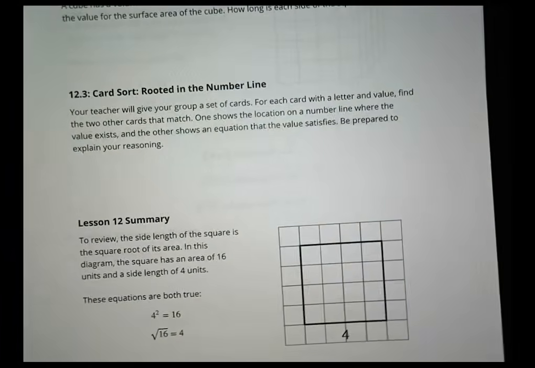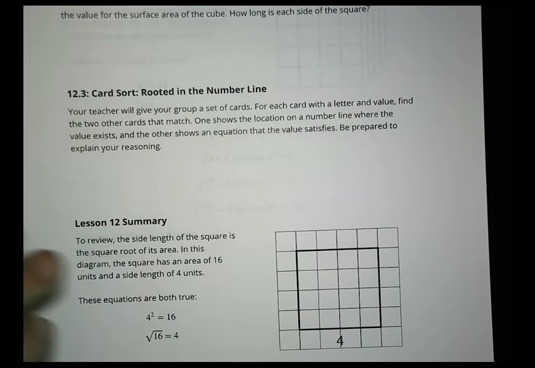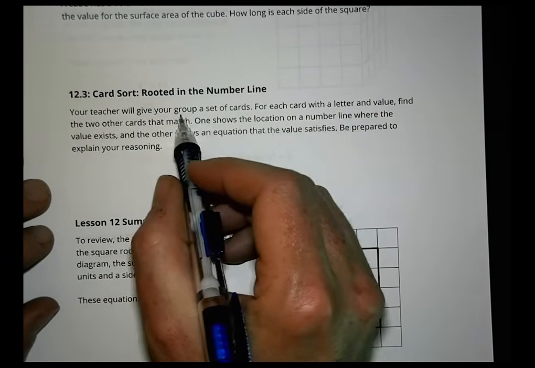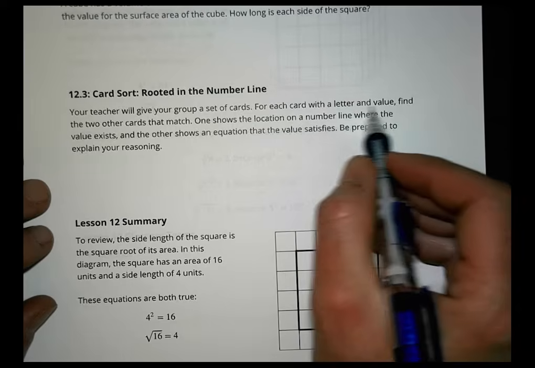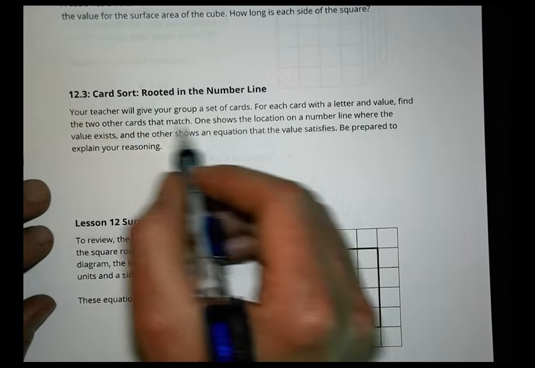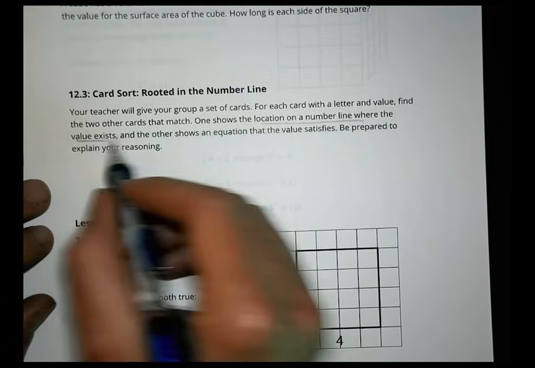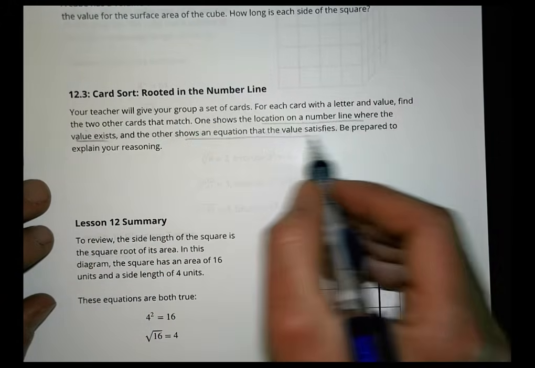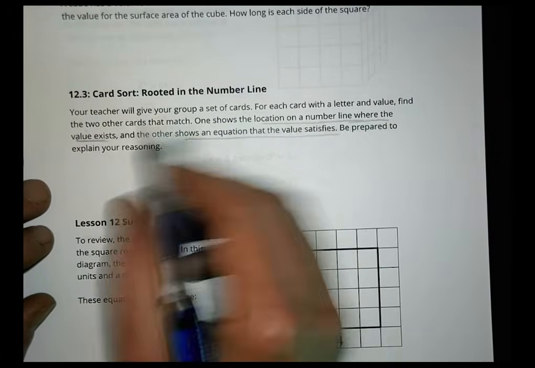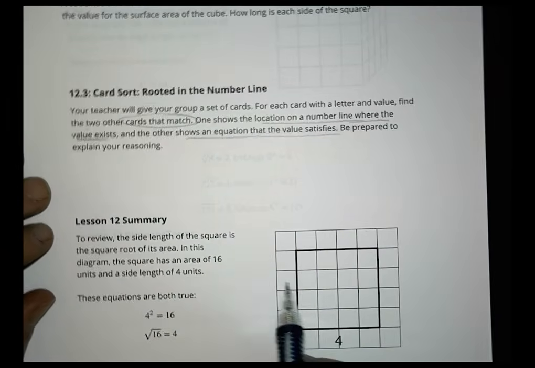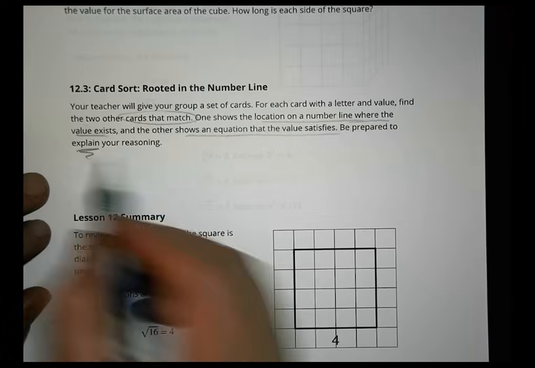Okay? Now, you do have an activity that you might do in class today. I'm not doing it here because we're not in class this week. But it says your teacher will give you or your group a set of cards. For each card with a letter and a value, find the 2 other cards that match. One shows the location on a number line where the value exists. The other shows an equation that the value satisfies. So you're looking for matching cards here. So look at the cards you have, try to find the matches, and explain why they're a match.